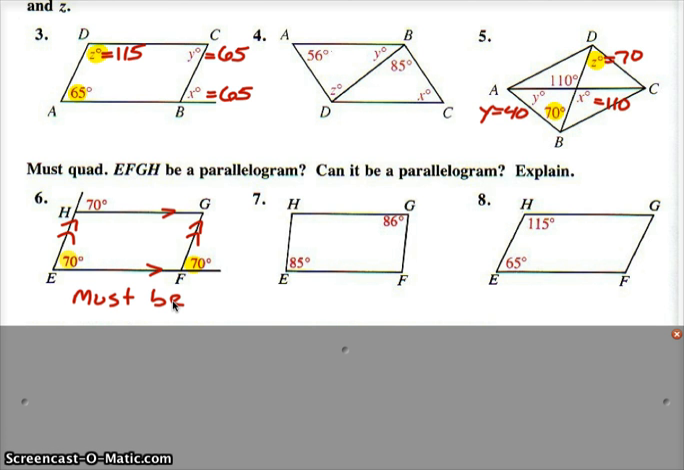Let's look at number 7. Number 7, the first thing I notice is opposite angles are not congruent. Well, we know in a parallelogram opposite angles are congruent, so this one is not a parallelogram. Number 8, looking at the two angles. Well, they do add up to 180 degrees, which would give me same side interior angles adding up to 180 degrees. Means the top is parallel to the bottom, but I don't know if HE is parallel to GF. So this one can be, but it doesn't necessarily have to be.